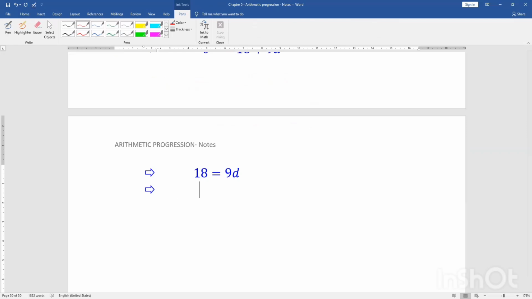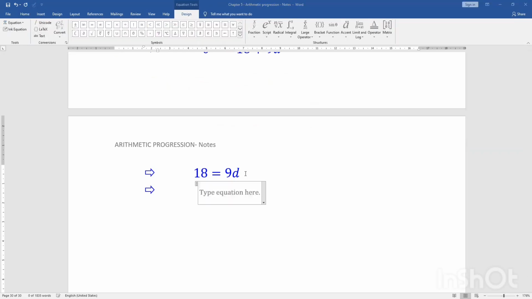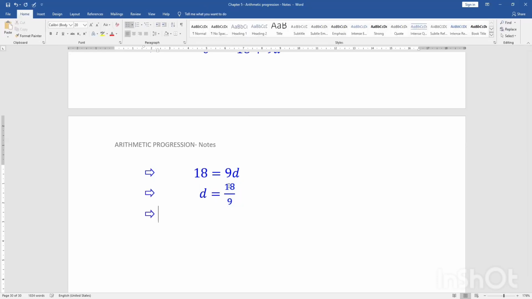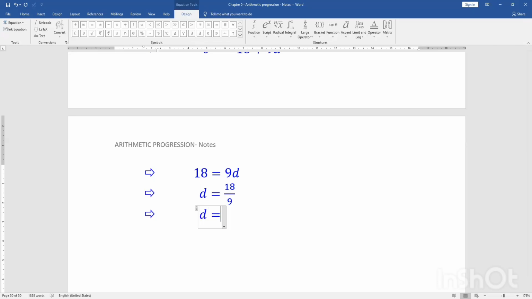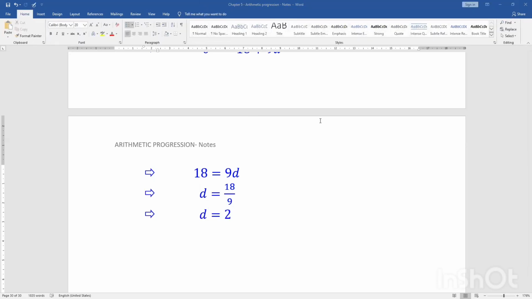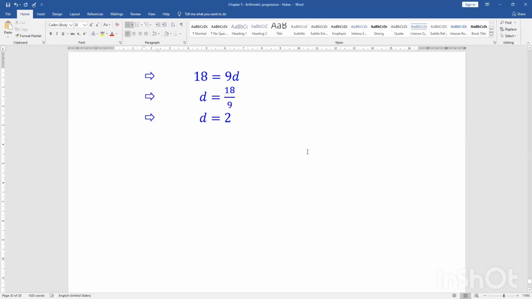Next, what is the value of d then? So d will be equal to 2, right? Because d equals 18 by 9, and so you get it as 2, or d equals 2. Okay, now we move on to the third question.